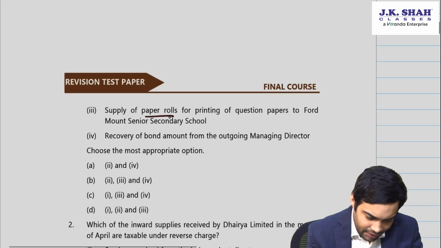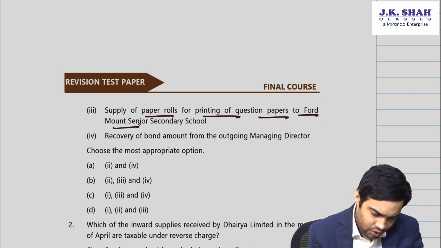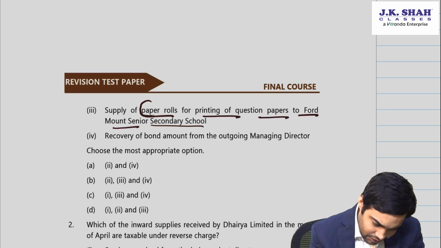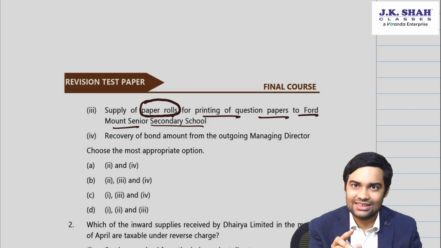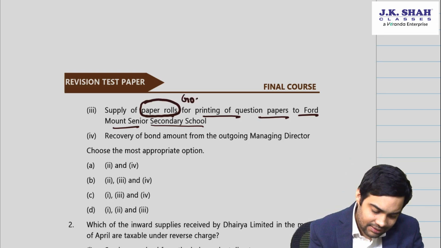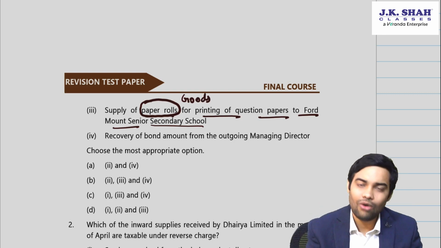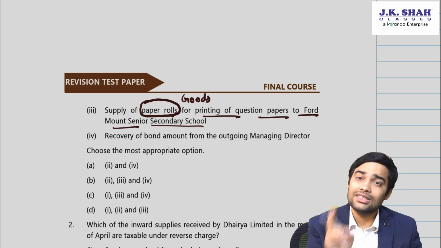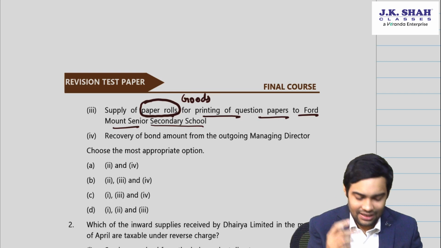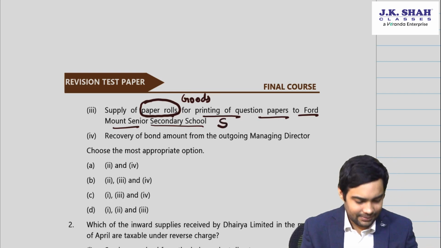Then supply of paper rolls for printing of question papers to Ford Mount Senior School. Supply of paper rolls, careful, it's not a supply of printing of question paper. Printing of question paper is a service, but supply of paper rolls is a supply of goods, and goods being supplied for whatever purpose, obviously it would be a taxable supply. Even if it was printing service, it would have been a supply, but an exempt supply. So this is also a supply because goods are being supplied.